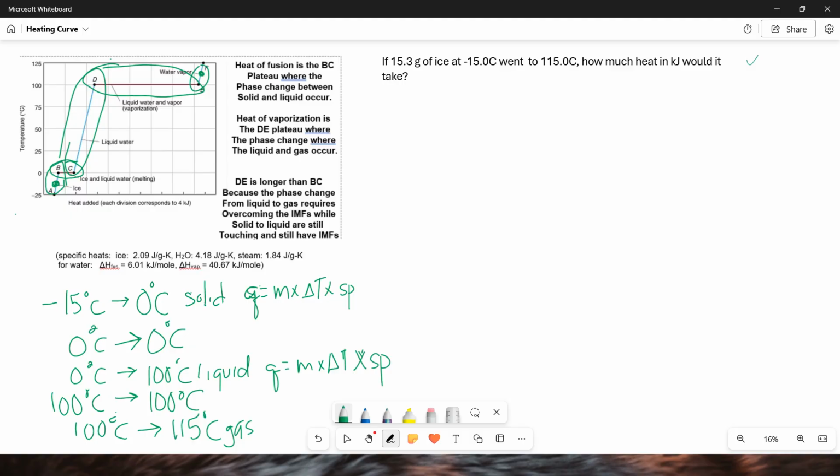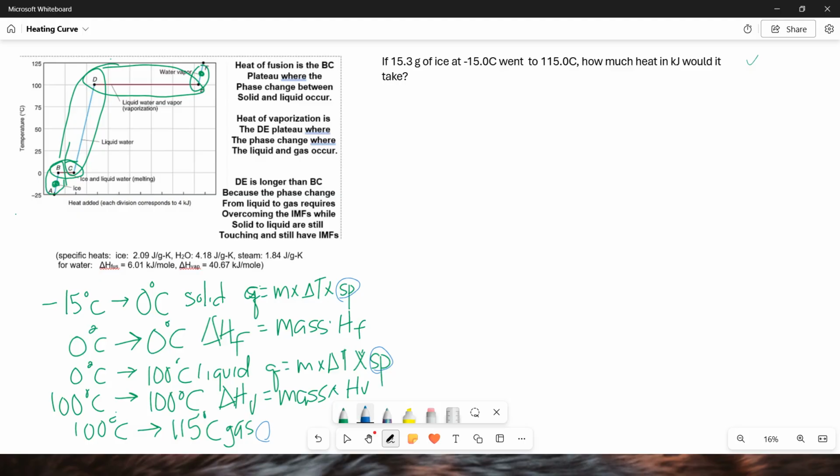And you might be saying, well, why can't we just do it all in one step? Because the specific heat at each of these phases is going to be different. So we must calculate those separately. Then at the phase change, solid to liquid, we're going to use the heat of fusion formula, which is going to be the mass times the heat of fusion constant. And then same thing here, the heat of vaporization, we're going to use the formula mass times the heat of vaporization constant. And then we'll have to add those all up.